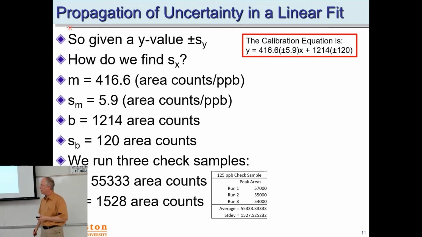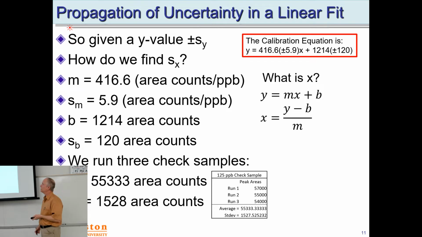And so that's our Y value, that's our S sub Y. And so we have all the information we need to propagate the uncertainty. The only thing we don't know is X and S sub X. So here's our equation, Y equals mx plus b.